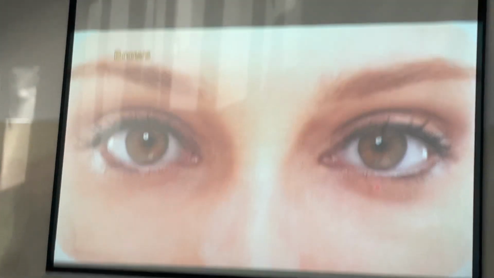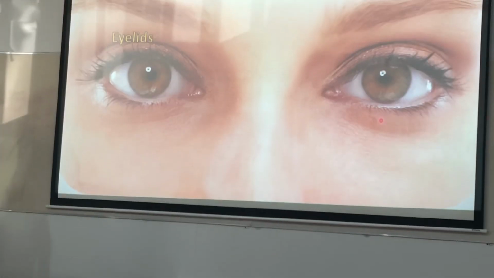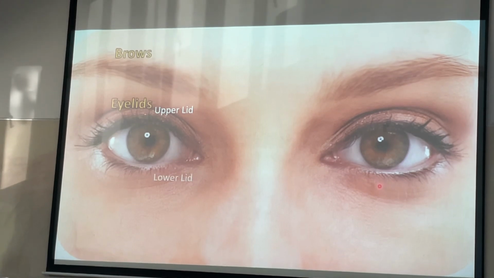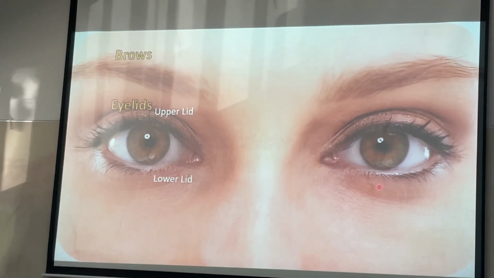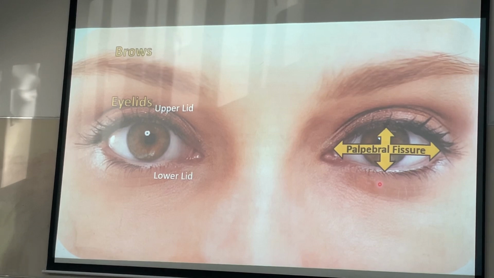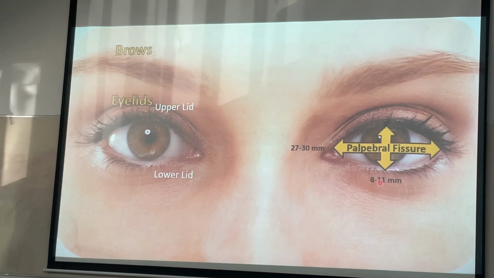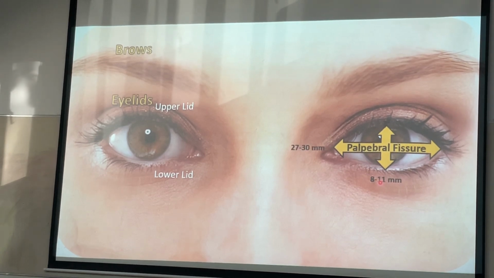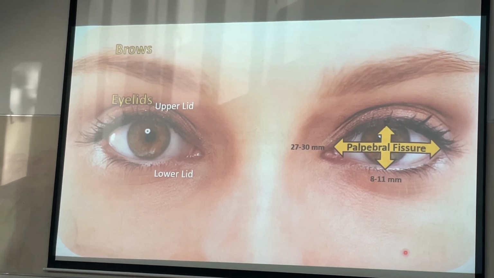So you have your brows, eyelids, upper eyelid, lower eyelid, and then the space between your upper and lower eyelid is called your palpebral fissure. So you have a vertical and horizontal palpebral fissure, which measures about 27 to 30 millimeters horizontally and about 8 to 10 millimeters vertically.